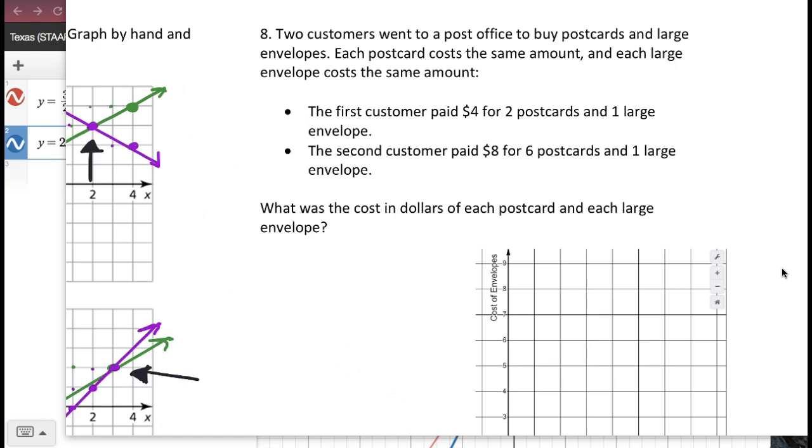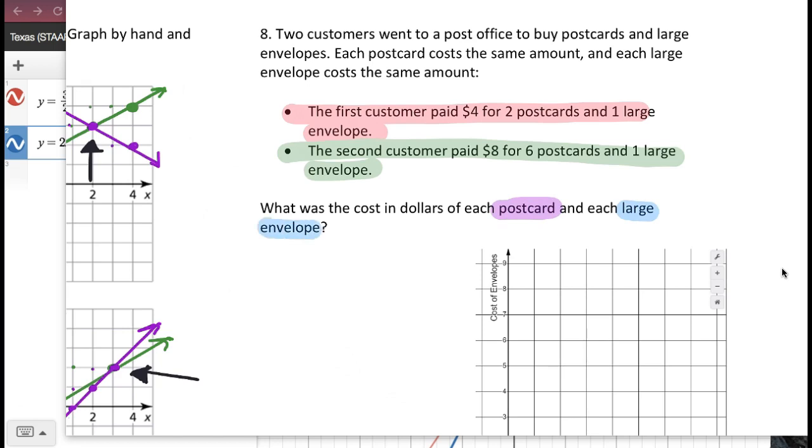The first customer paid $4 for 2 postcards and 1 large envelope. The second customer paid $8 for 6 postcards and 1 large envelope. The question here says, what is the cost in dollars of each postcard and each large envelope?